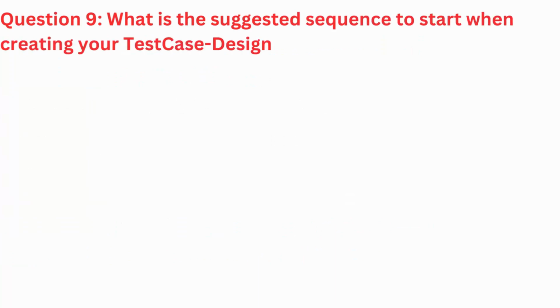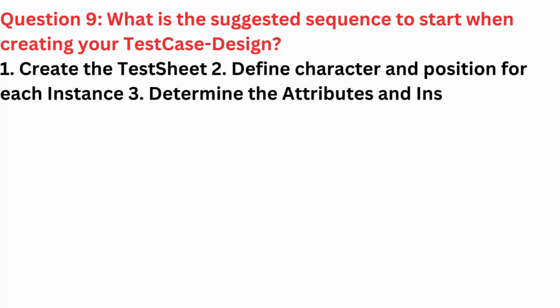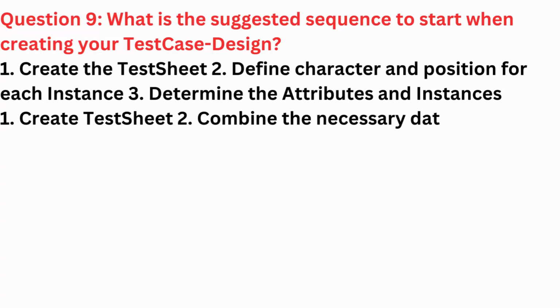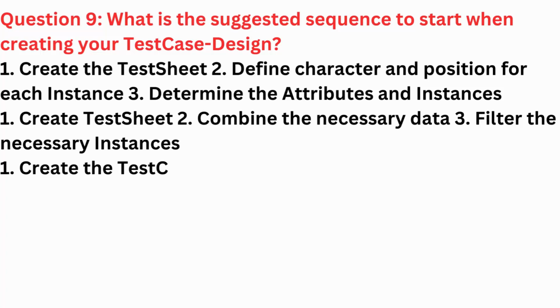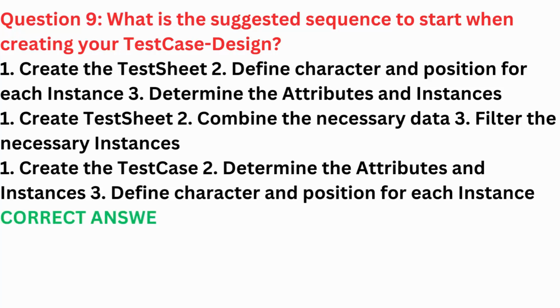Question 9. What is the suggested sequence to start when creating your test case design? 1. Create the test sheet. 2. Define character and position for each instance. 3. Determine the attributes and instances. Or: 1. Create test sheet. 2. Combine the necessary data. 3. Filter the necessary instances. Or: 1. Create the test case. 2. Determine the attributes and instances. 3. Define character and position for each instance.